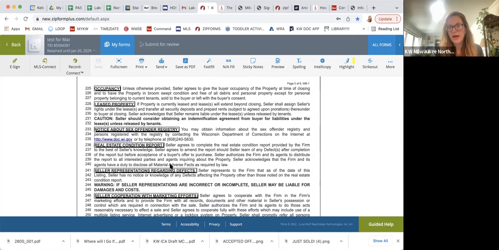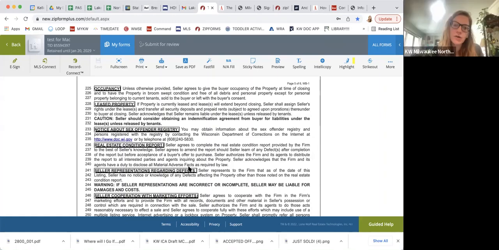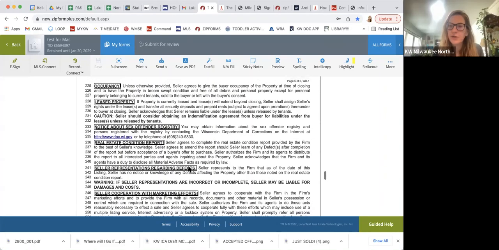Okay, so page 5. Now we're just getting into additional provisions of the listing contract. So just explaining to the seller now occupancy. Unless otherwise provided, seller agrees to give the buyer occupancy of the property at the time of closing.